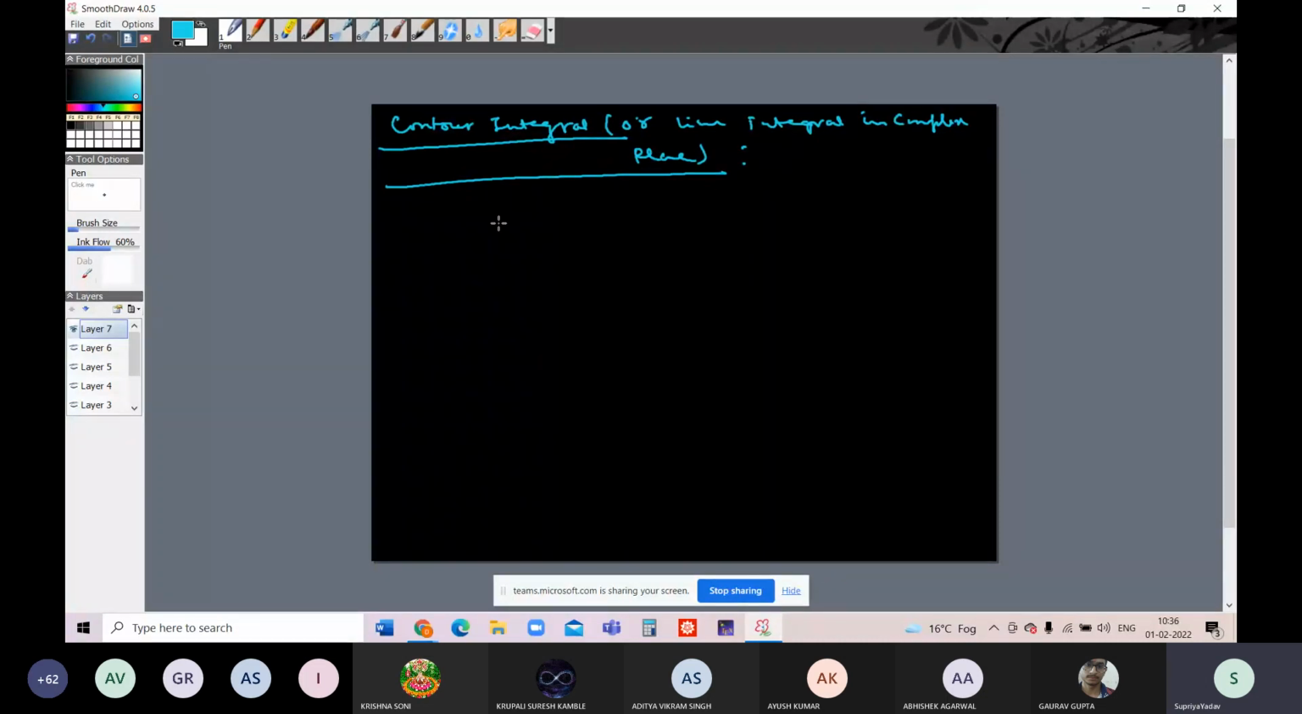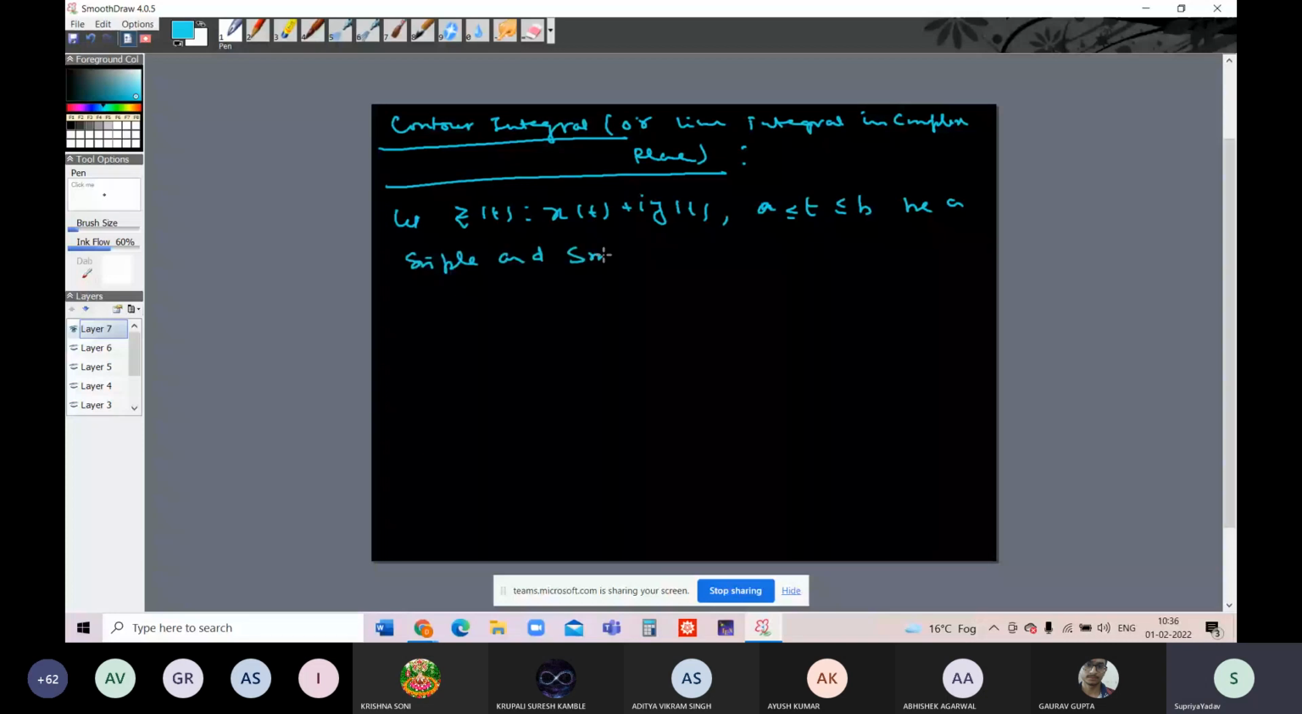Suppose that we have a curve C which is defined as z(t) equals x(t) plus i y(t), and this t lies in a closed interval a to b. So this curve C is a simple and smooth curve. Here we are taking C as a simple and smooth curve.